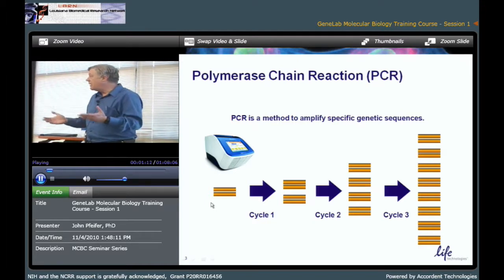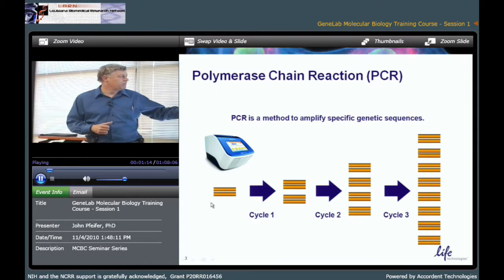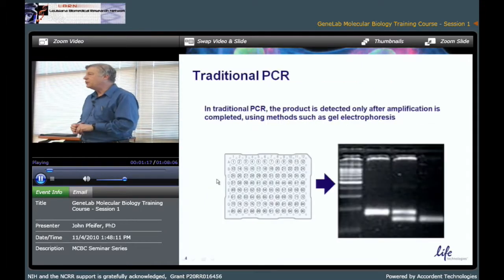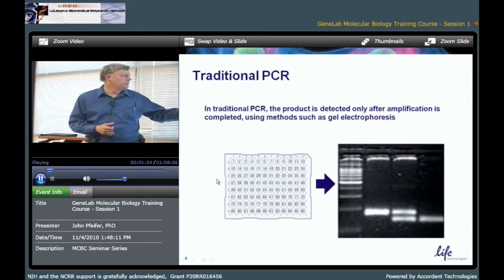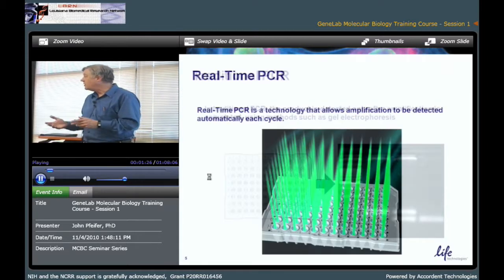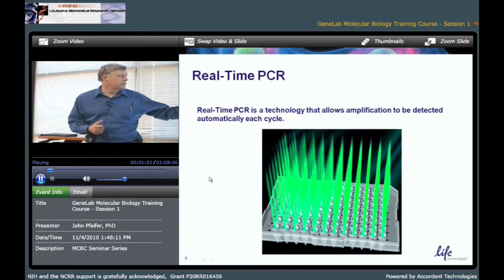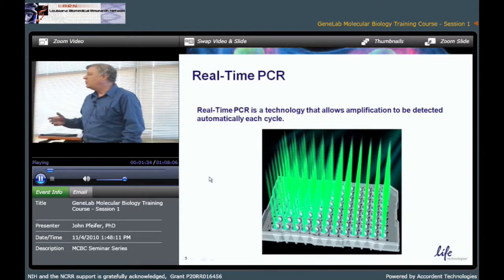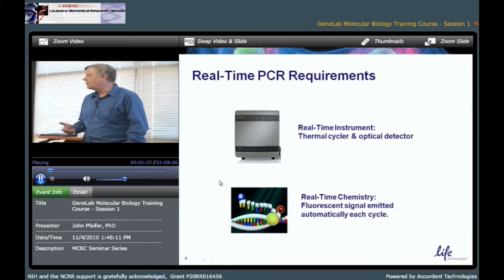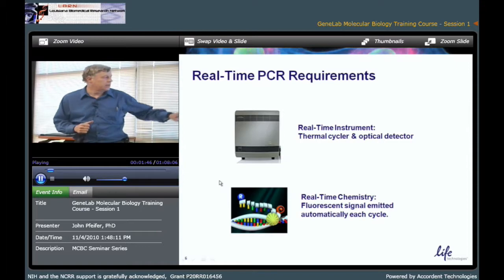So the PCR is a method to amplify specific genetic sequences. And in traditional PCR, we are detecting the product using endpoint methods, such as gel electrophoresis and blots. However, in real-time PCR, we detect the product automatically each cycle. To do that, we need both a real-time instrument which combines a thermal cycler with an optical detection system, as well as a real-time fluorescent chemistry. So the chemistry is such, it will emit a fluorescent signal in direct relationship to amplification.